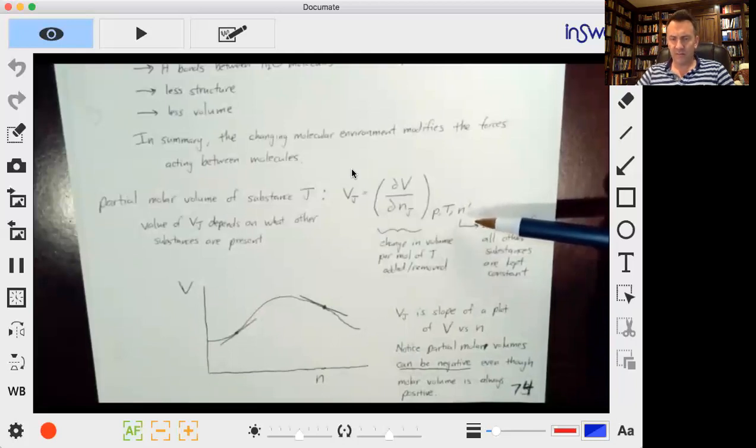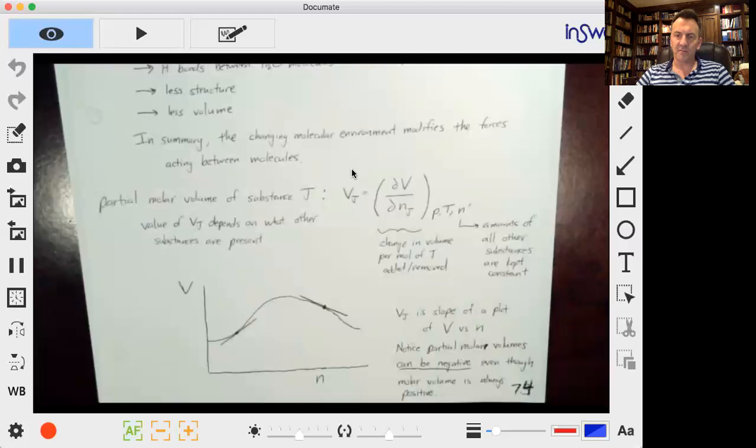So if you were to plot volume versus number of moles of substance J, then the partial molar volume is the slope of that plot at some point N, for the number of moles of J that are present. Notice that volume is always positive, but partial molar volume is the slope, and so it can be negative even though volume is always positive.